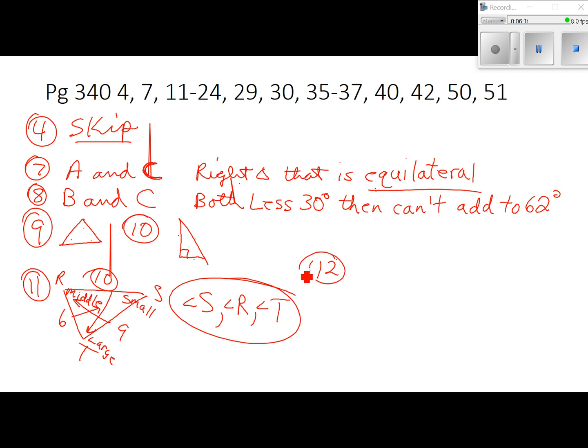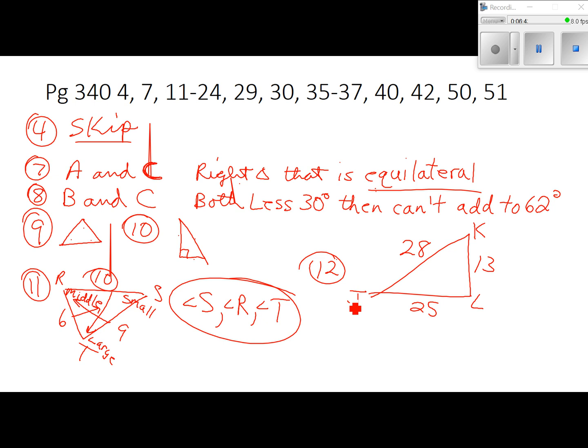Number 12 is the same kind of problem. They give us a triangle that looks like this. This side's 28, this side's 25, and this side's 13. This is K, L, and J. They want us to list the angles from smallest to largest.